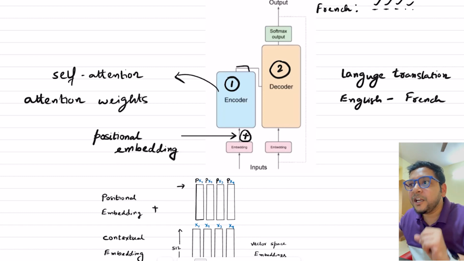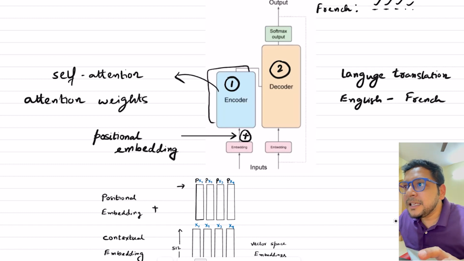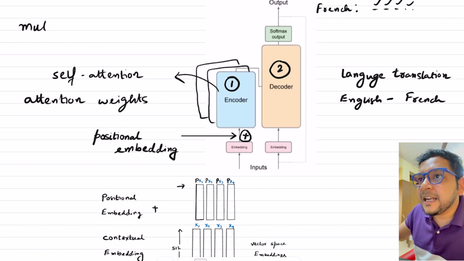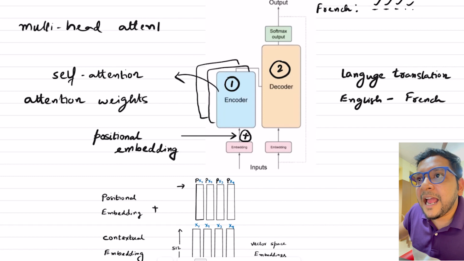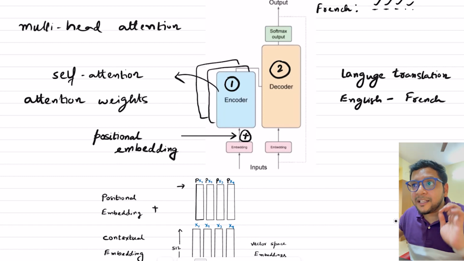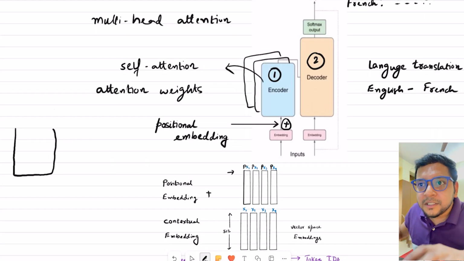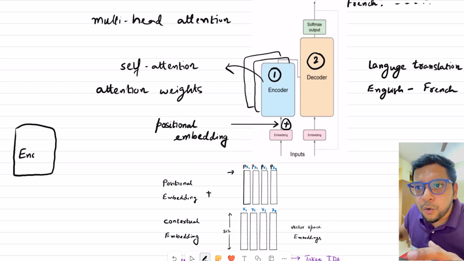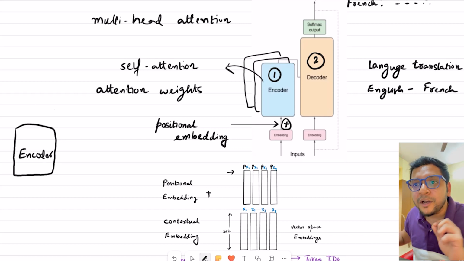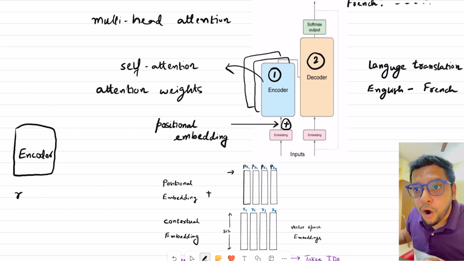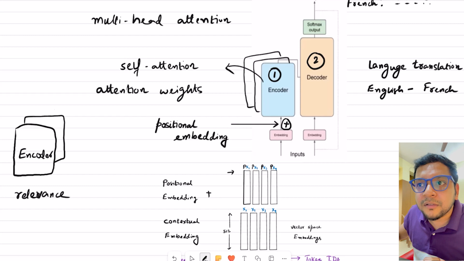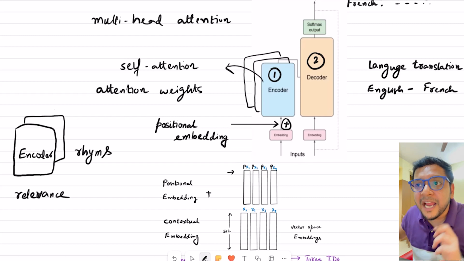Not only one encoder has been used, similarly different encoders have been used here, in parallel to each other. It is called multi-head attention. Let me explain what multi-head attention is. Say if one of the encoders is capturing some importance of the word in terms of relevance to each other, then another set of similar encoders will try to find out the rhymes between the words.